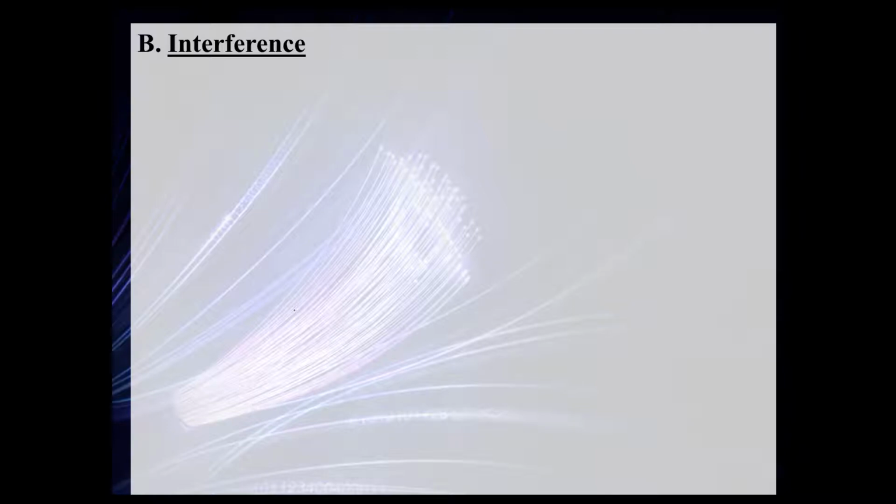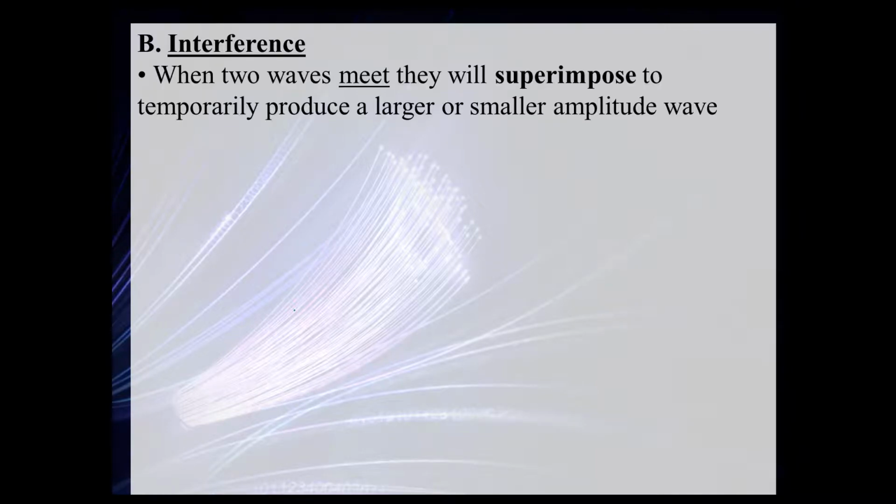The second fundamental wave property we're going to discuss is interference. Interference is what happens when two waves pass through each other. When two waves pass through each other, or they meet, they superimpose. When I say superimpose, they add together. Specifically, what you do is you add their amplitudes together. And what this can do is when they meet and superimpose, you can either get a larger amplitude wave or you can get a smaller amplitude wave. And it's all about how they actually meet with one another.